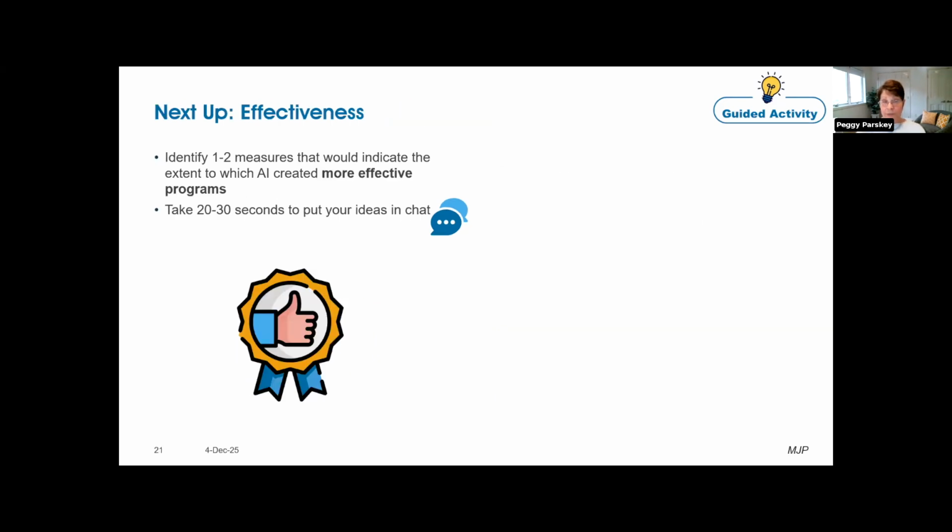So next up, effectiveness. We're going to do the same thing, the extent to which AI created more effective programs. And by effectiveness, we're talking about quality. So what are some things that you could put in place to determine whether AI is improving the quality of your programs? You might do it faster, but what did I see? AI slop was a term I heard on LinkedIn recently. Don't put AI slop out there. Oh my gosh, there's plenty of that.